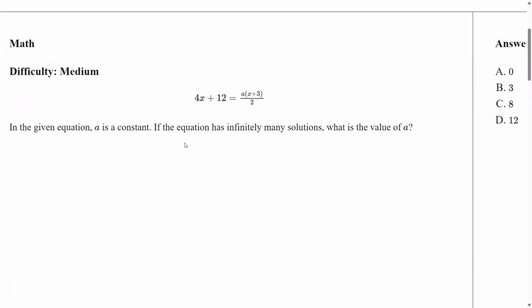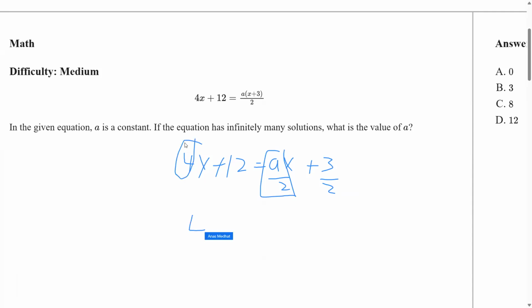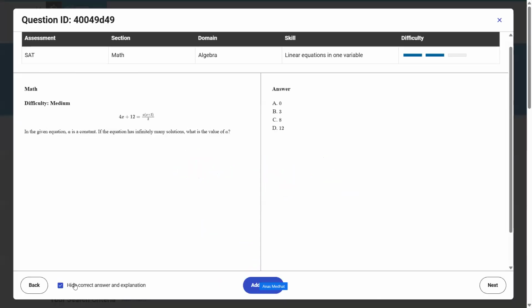It's saying that the equation has infinitely many solutions. This means that both sides should be equal. If we open x over 2 plus 3 over 2, the things beside x here should be equal, or should equal a over 2. So a should be 8. Answer is C.